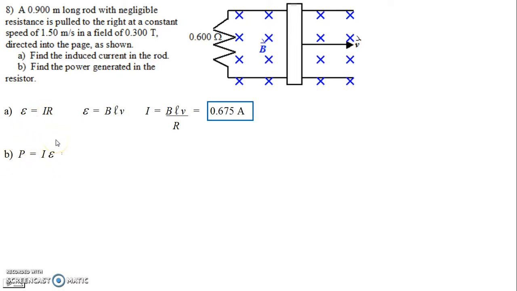Anyway, so we can put the numbers in again. If you found the EMF from before, it was 0.405 volts, or if you want to do I squared R, we found the current. Any way you do it, you should be getting 0.273 watts. Again, nothing fancy here, just reminding us how we did this back in circuits.